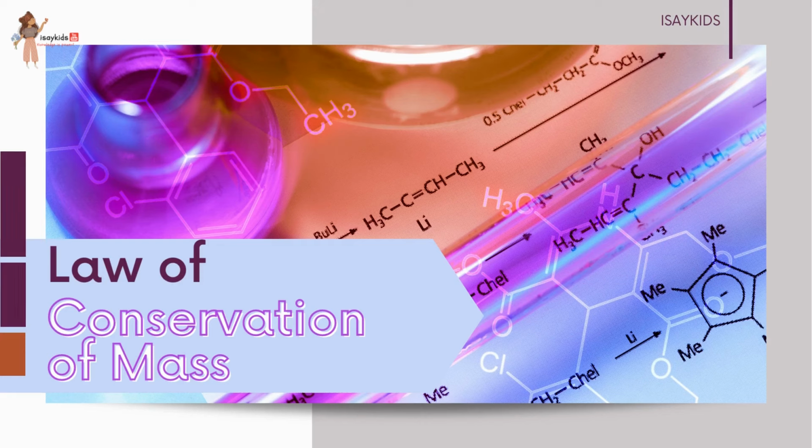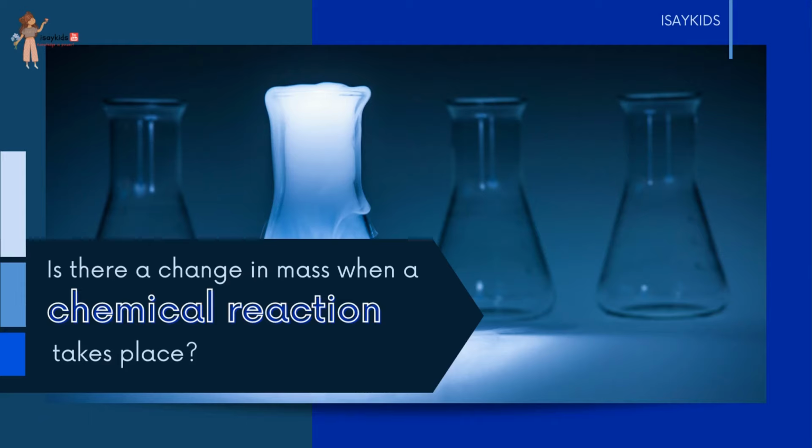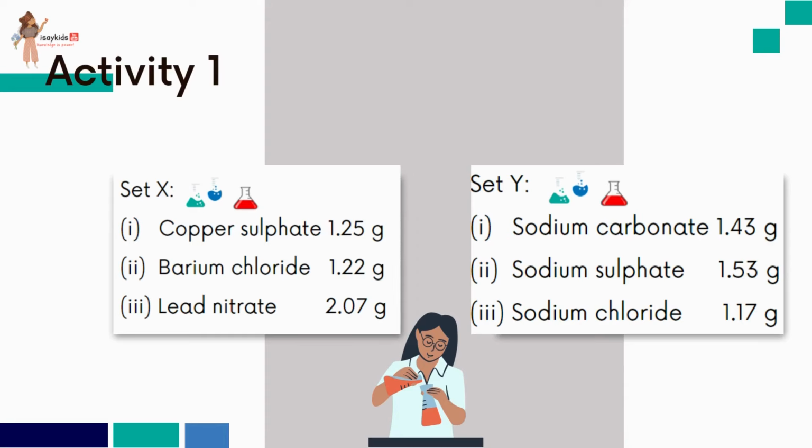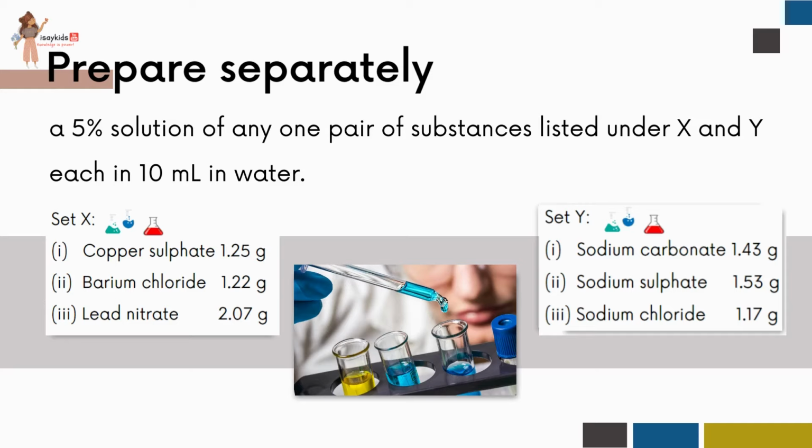Law of conservation of mass. Tell me one thing. Do you think there is a change in mass when a chemical change takes place? Let's perform an activity. X and Y are two sets of chemicals. Set X contains copper sulfate 1.25 grams, barium chloride 1.22 grams, and lead nitrate 2.07 grams. Set Y contains sodium carbonate 1.43 grams, sodium sulfate 1.53 grams, and sodium chloride 1.17 grams.